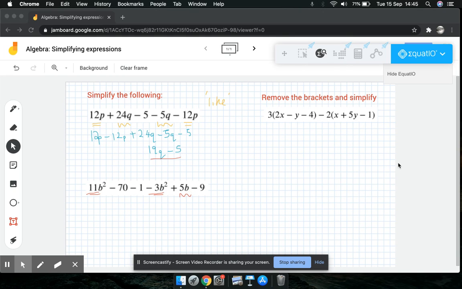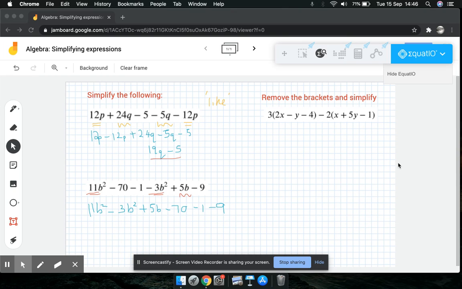So what you have to do is, the first step is rearrange your equation. So I have 11b squared minus 3b squared plus 5b minus 70 minus 1 minus 9. Now I bet some of you are very good at working this out in your head, but it's always best to write it down as you see it first.